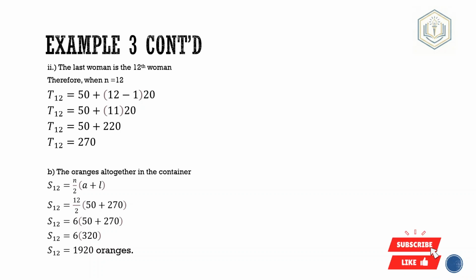So you have your n is 12, you have 12 divided by 2, open a bracket, that's 50 plus 270, close the bracket. And so your 12 divided by 2 is 6. And then we have 6 times 50 plus 270, you close it. When you add 270 plus 50, that will give you 320. Multiply your 320 by 6. Then you are going to get 1,920 oranges. This is the total number of oranges in the container that was shared among the 12 women.